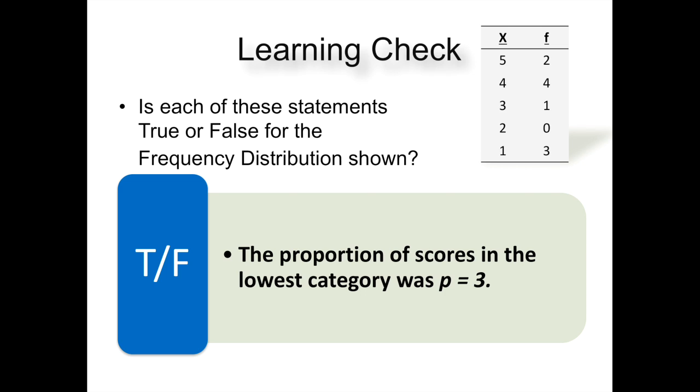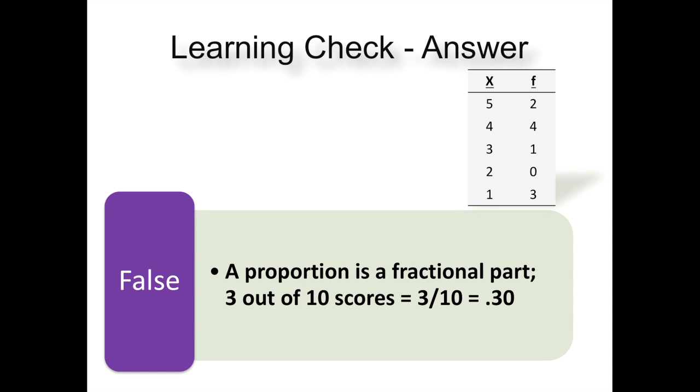Okay, what about this one? The proportion of scores in the lowest category is P equals 3. It's kind of a tricky question. Proportion, again, is always a decimal, so it should be 0.3. Right?